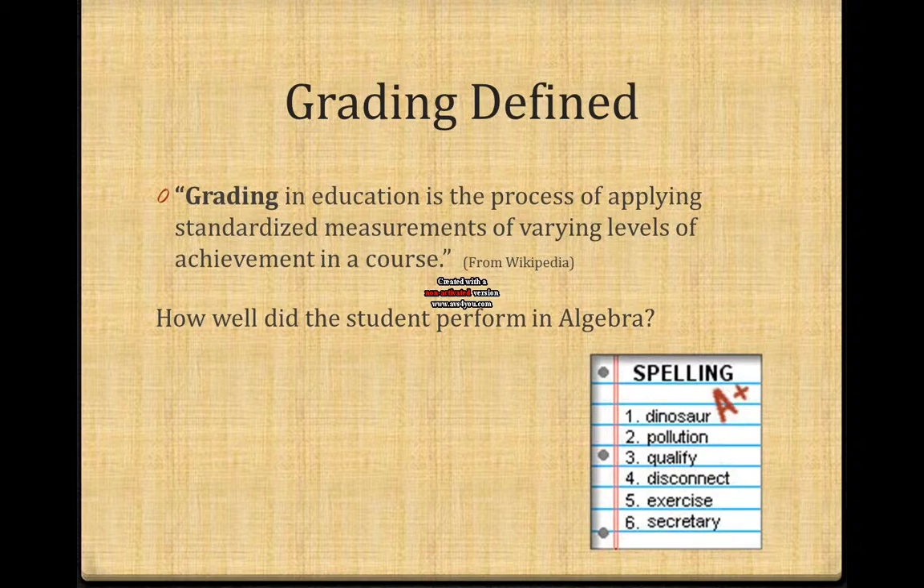Grading in education is the process of applying standardized measurements of varying levels of achievement in a course. Grading generally means students are assessed on how well they have mastered grade level requirements. The assigning of a grade indicates the relative quality of the student's work, such as how many problems a student got correct on a math test.